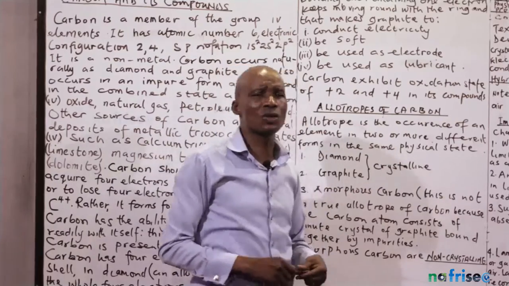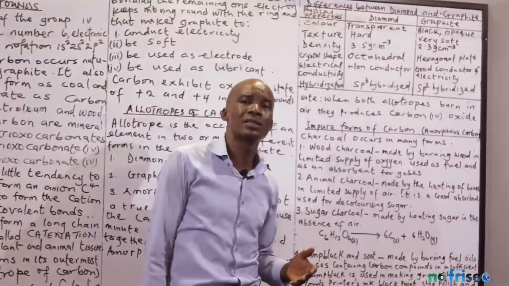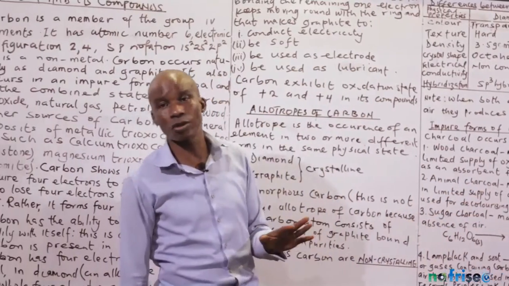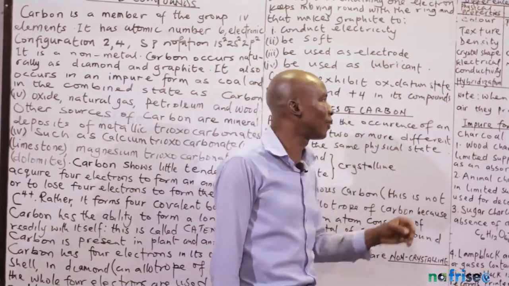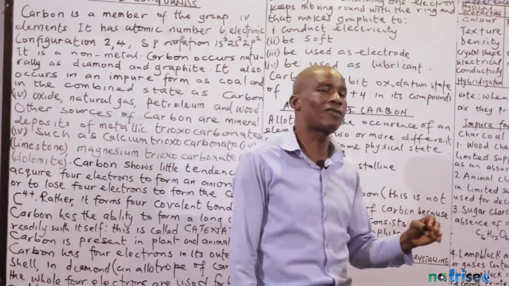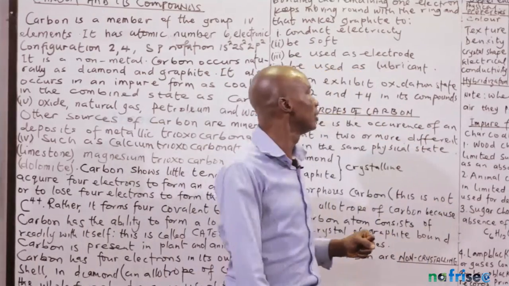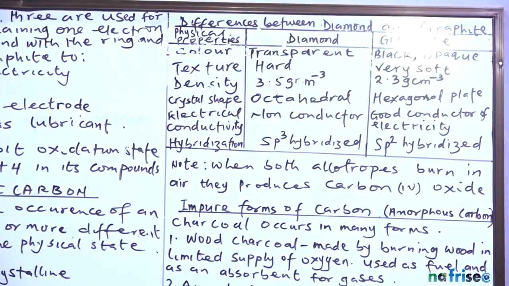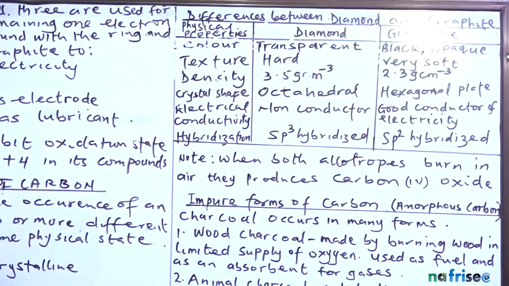Now let's look at electrical conductivity. Diamond is a non-conductor of electricity because it doesn't have a mobile electron within its structure, while graphite is a good conductor of electricity because of the presence of a mobile electron. Now let's look at the hybridization. Diamond is sp3 hybridized, while graphite is sp2 hybridized.